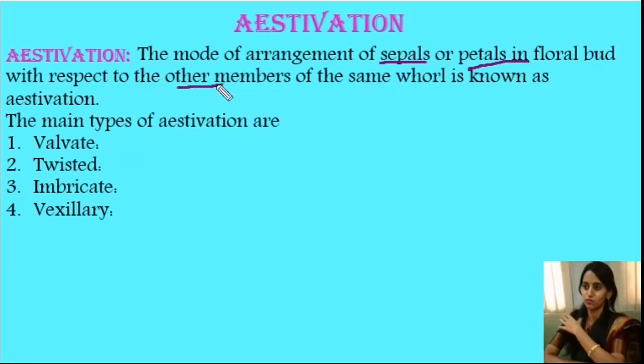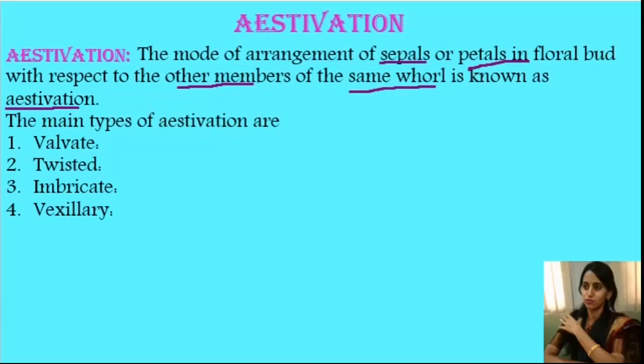The mode of arrangement of sepals or petals in a flower bud with respect to the other members of the same whorl is known as estivation. Dear students, this definition is very important. It is frequently asked in your theory examination. What is estivation? The mode of arrangement of sepals or petals in a flower bud with respect to other members of the same whorl is known as estivation.